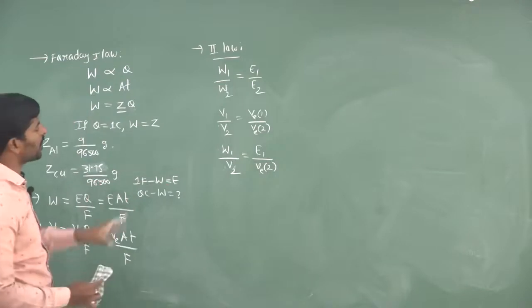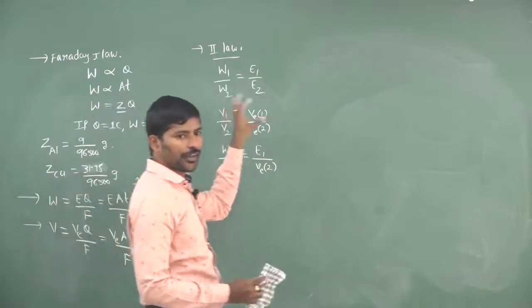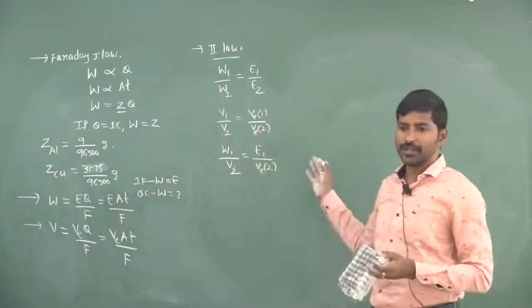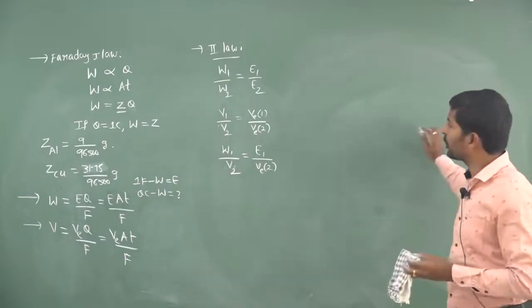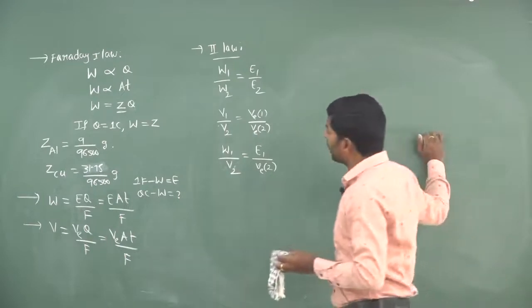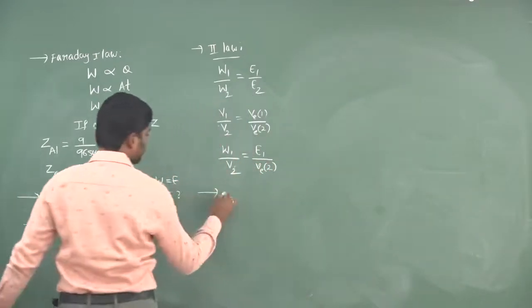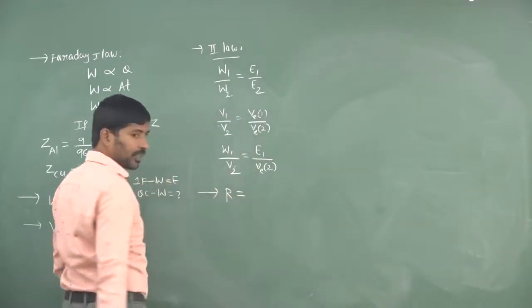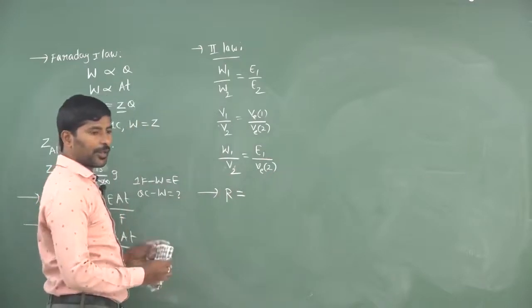If you pass the same quantity of electric current, then what about the ratio of weights of substances deposited at the electrodes? By using this we can calculate. This is Faraday's first law and second law. Next one, resistance. What is the expression for resistance?